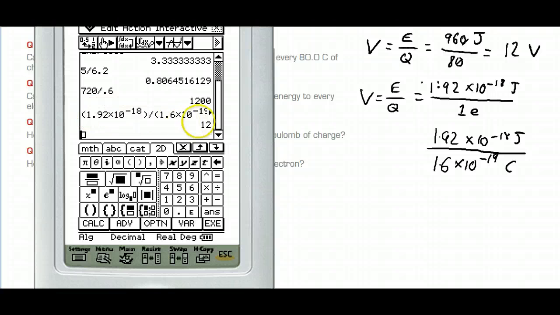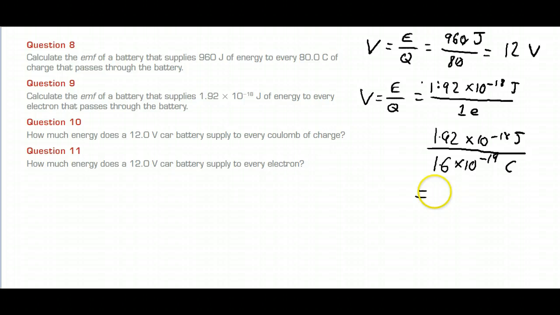Okay, here we've put the equation into the calculator and it's coming out to 12. And straight away I can probably say that's the right answer, because batteries often have voltages that are multiples of 1.5. So 1.5, 3, 4.5, 6, 12. So it's probably correct, although you should check the answers just to be sure.